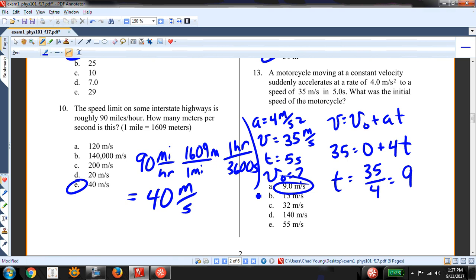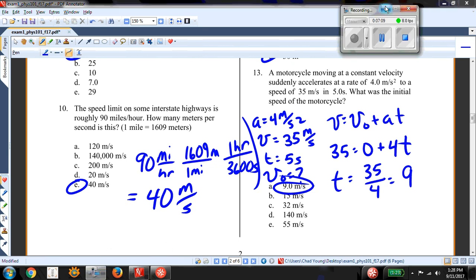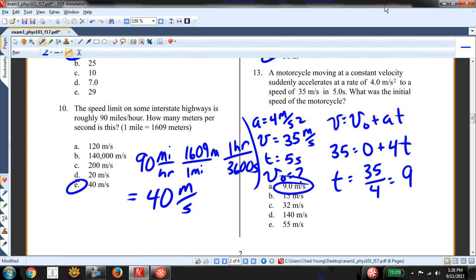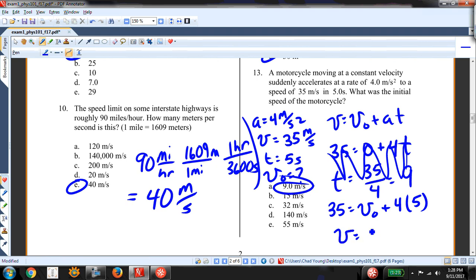Let's see, I have a mistake here. Let me pause here for just a second. Yes, I did have a mistake. You got to be careful. I mean, I even made this mistake. So it's actually 35 equals v0, and I don't know v0, plus the acceleration, which is 4, times t, which is 5. And then I find that v0 equals 35 minus 20. That's 15 meters per second. So the answer is not A, it's B.